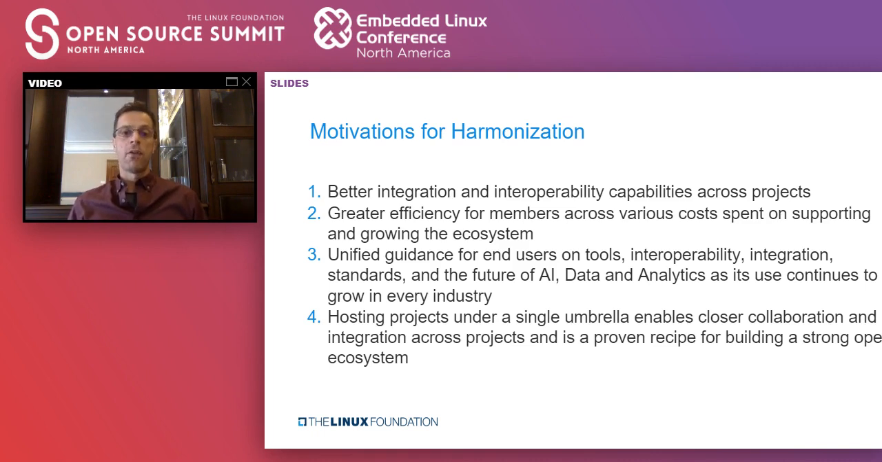And of course, from a hosting perspective, hosting projects under a single umbrella allows a tighter amount of collaboration across these projects and across the communities, as they use the same services and as we bring them together across various committees to collaborate and provide integration points and APIs across and towards each other.